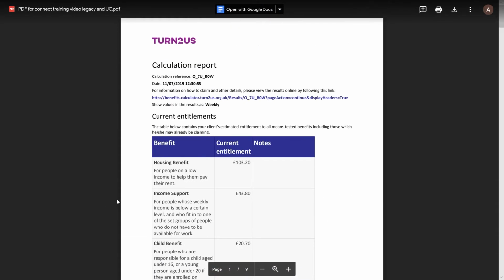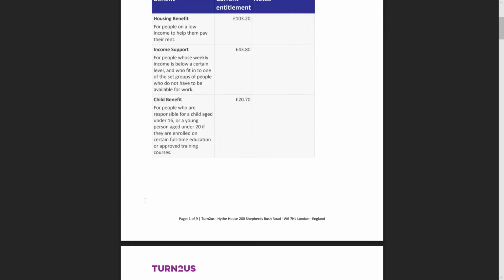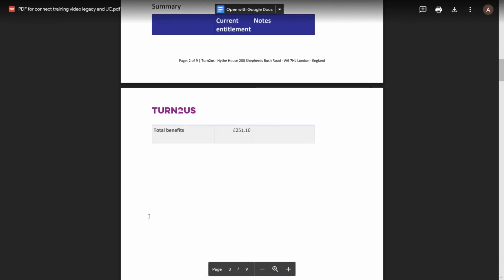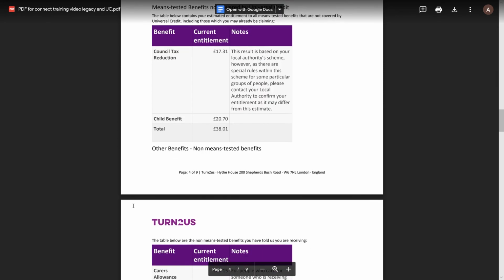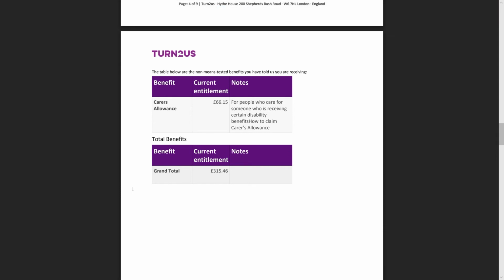For people who are getting some legacy benefits, we continue to show both legacy and universal credit, because some people will be better off staying on legacy benefits than they will claiming universal credit. But we can see from the calculations here that our connection will be about £50 per week better off by making a claim for universal credit.